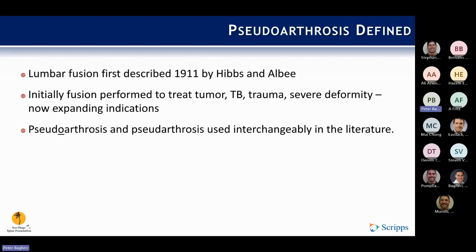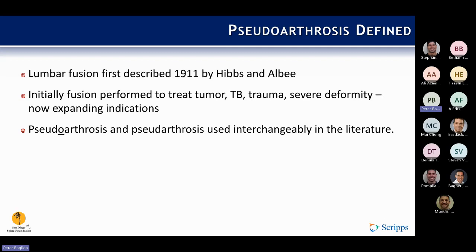So pseudoarthrosis was first described by Hibbs and Albee back in 1911 as a treatment modality for tumor, tuberculosis, trauma, and more severe deformity, although now there's definitely expanding indications for treatment.